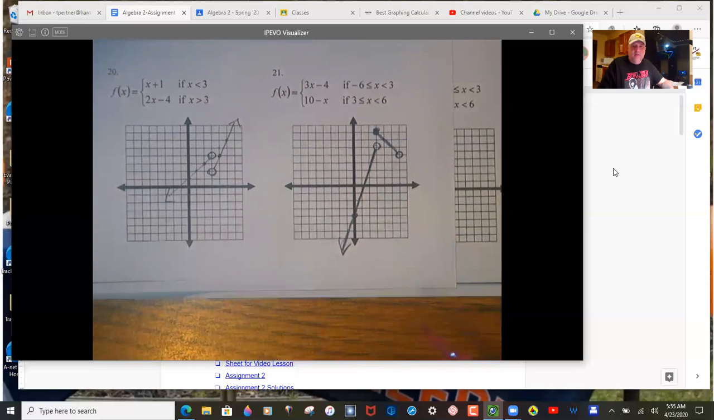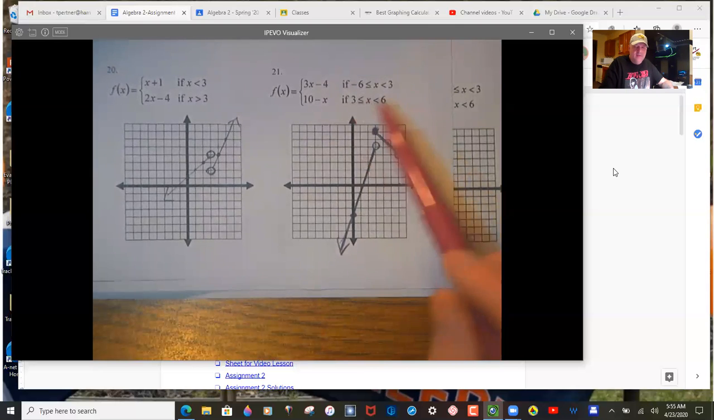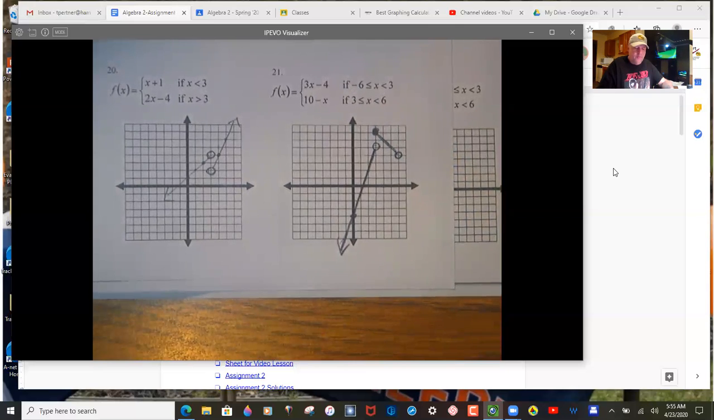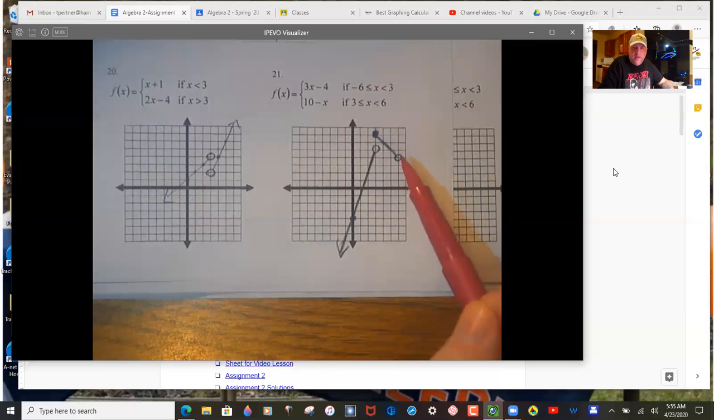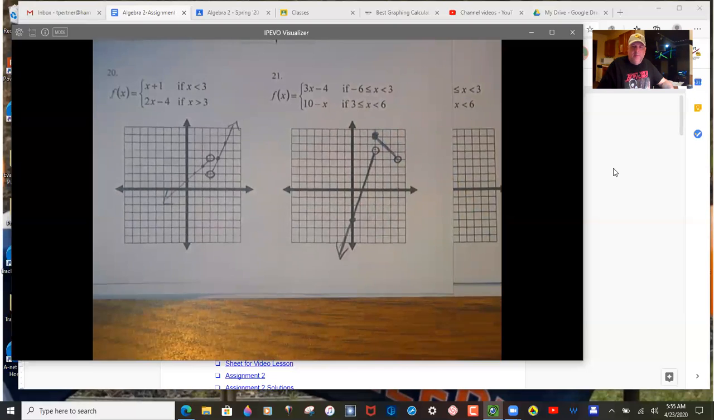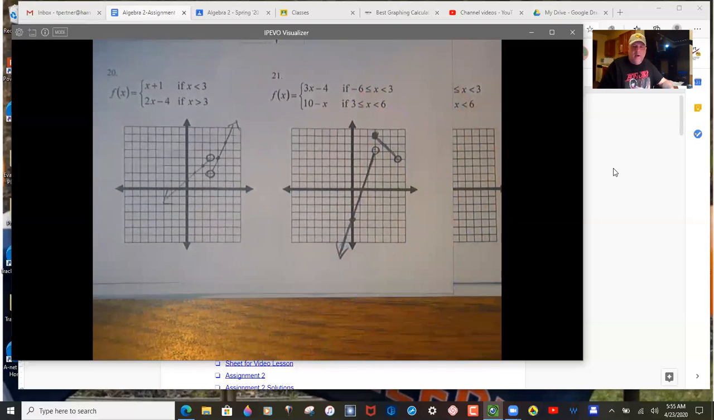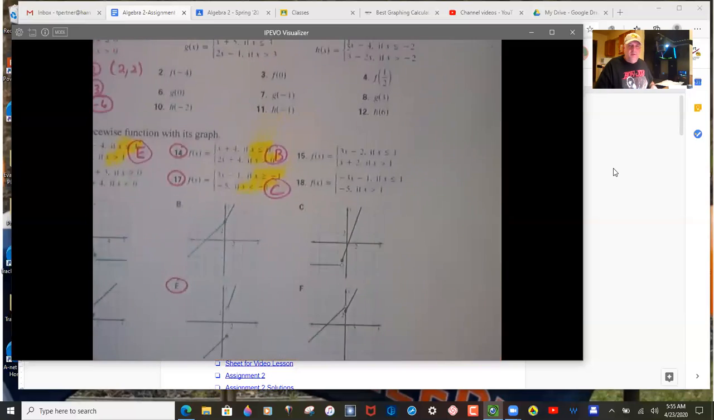So there's the other side of this. If you have endpoints, like these double inequalities, you have to actually graph that point as an endpoint, open circle or closed circle, by substituting in these values. So again, on the right here, we put in 6. 10 minus 6 is 4, and then an open circle there. It's just that the left-hand one, again, is off the grid. All right, so that is your lesson on piecewise functions.